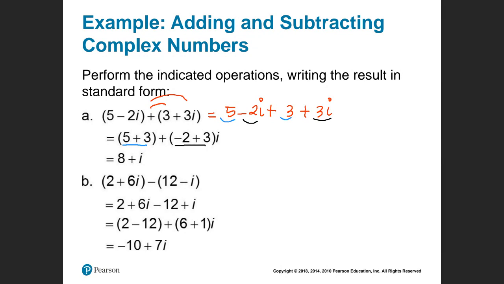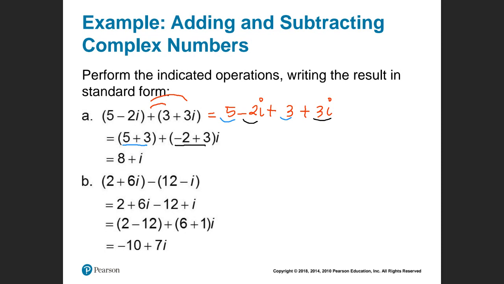So the answer is 5 plus 3 is 8. The next one, negative 2 plus 3 is 1. 1 times i is i. So the answer for A is 8 plus i. Now B.